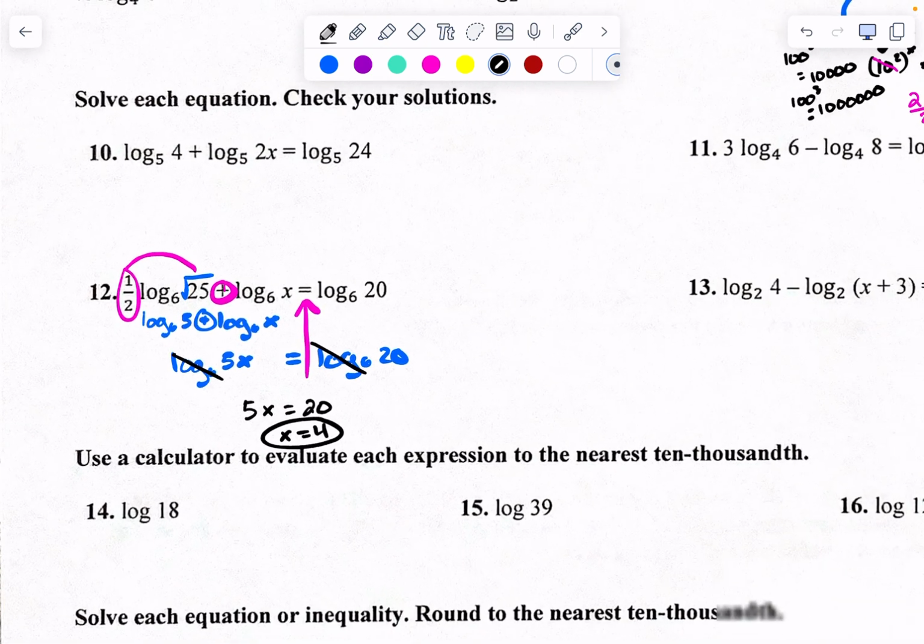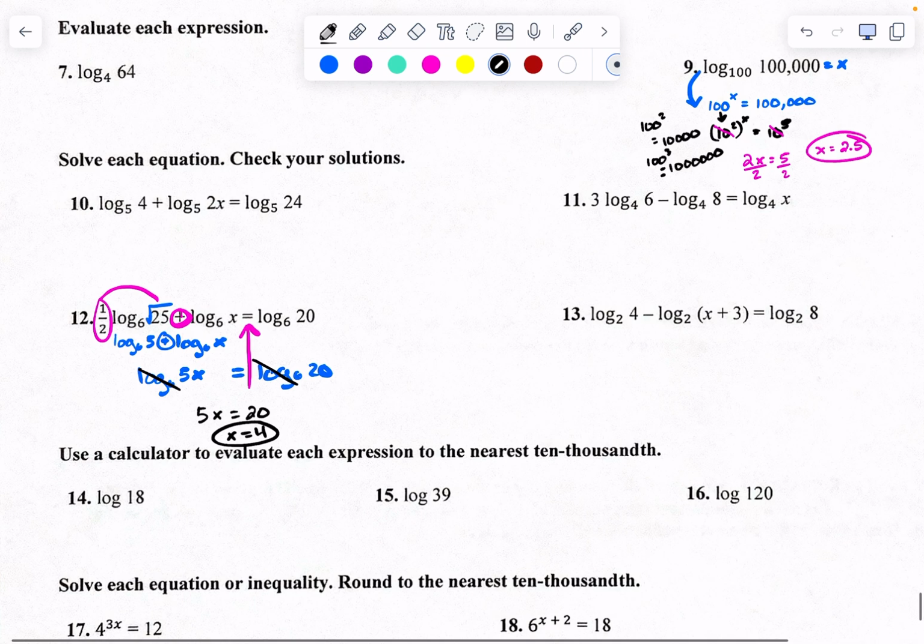Okay, any others on 10, 11, 13? I'll give you a chance to do them. 13 might be a little icky. Yeah, let's do number 13. Okay, 13, give him a second. Do 11 or do 10 and 11, and then we'll do 13 together. Try it on your own. Let's see what we get.